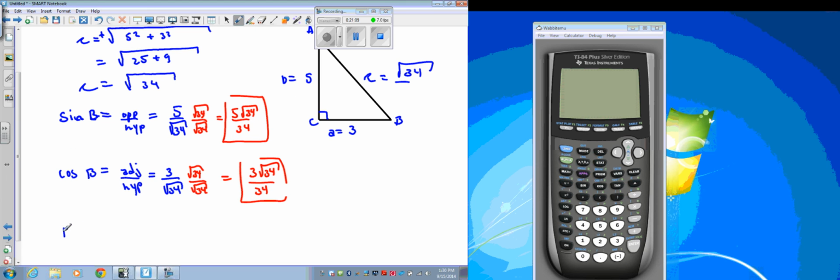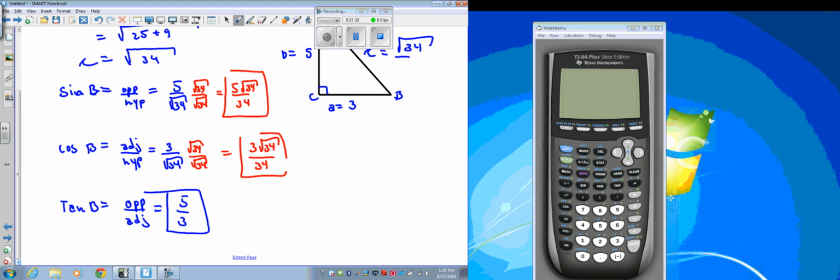Now the tangent of B is going to be opposite over adjacent. The opposite is 5 over 3. Now we don't care about improper fractions, we just leave it that way.